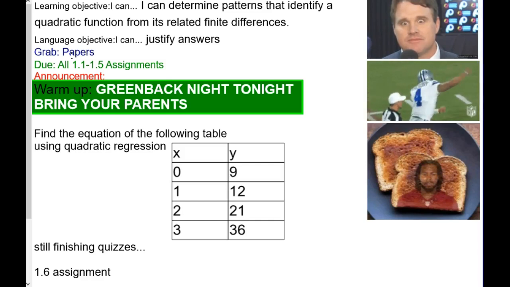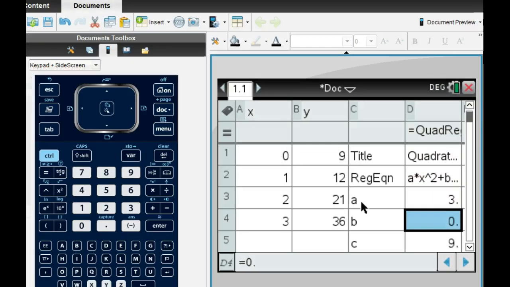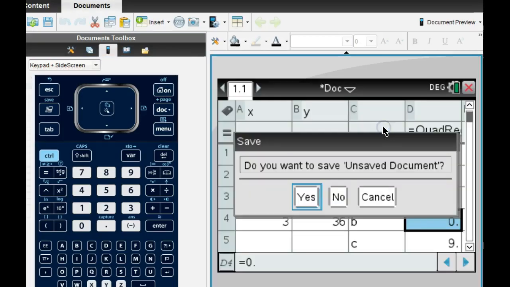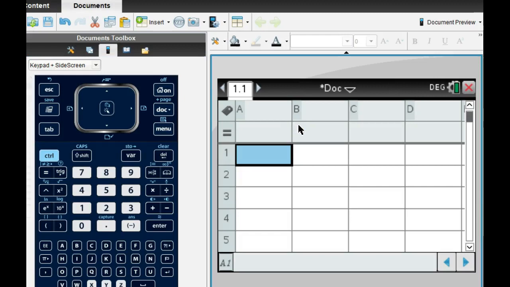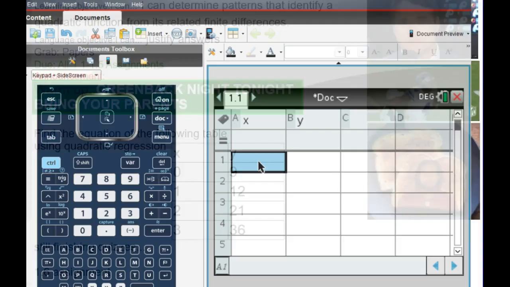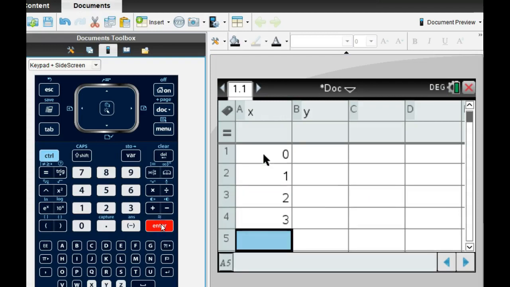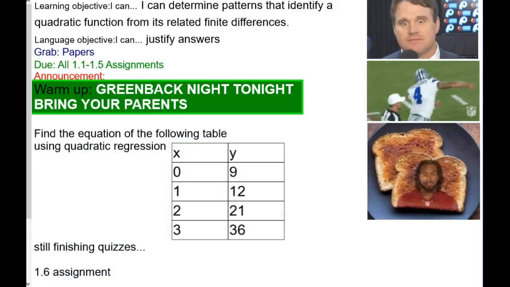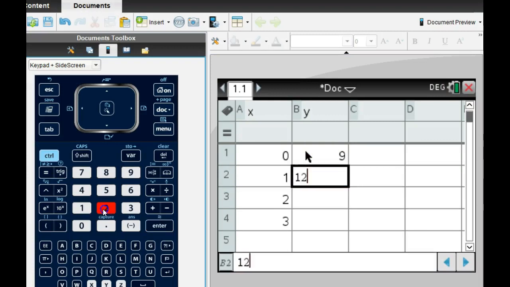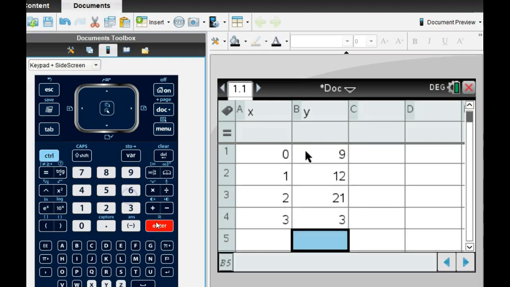This is spreadsheets. By the way, this is new, so I need everyone looking up here, not at your phone, not at your desk, okay? So everyone's typing this in. Go to New Document. Go to Spreadsheet. Everybody, fingers, 2 buttons, let's type it in. X at the top, Y at the top, 0, 1, 2, 3, right? And then we got 9, 12, 21, 36.